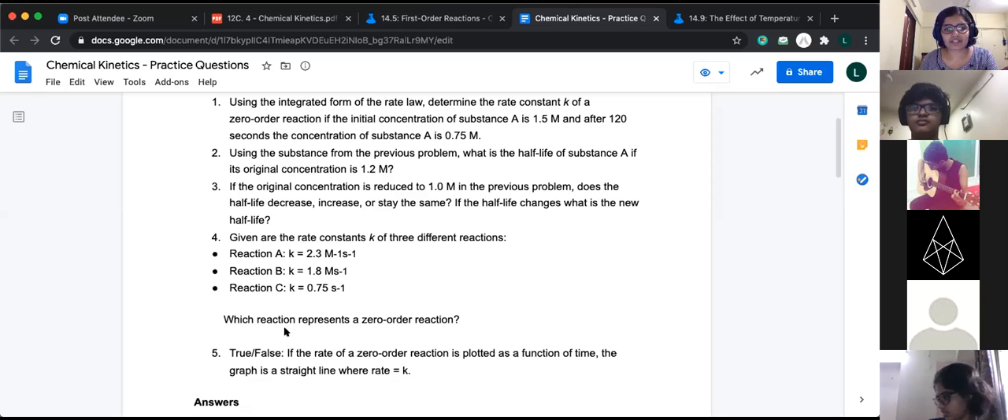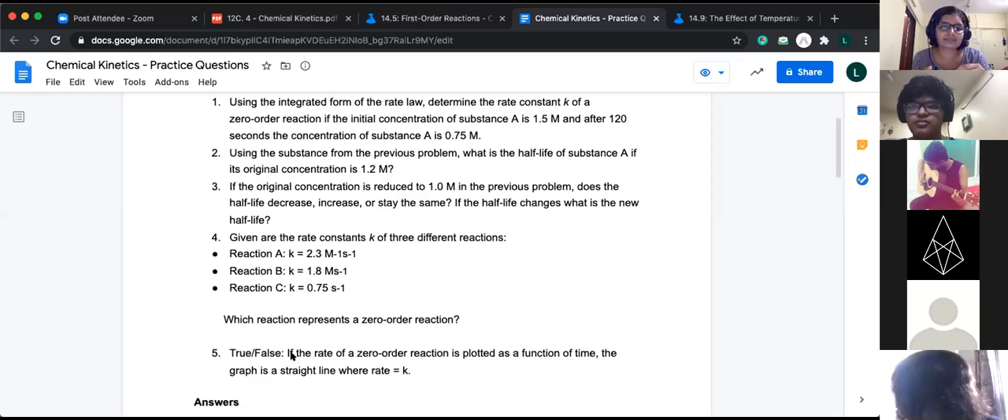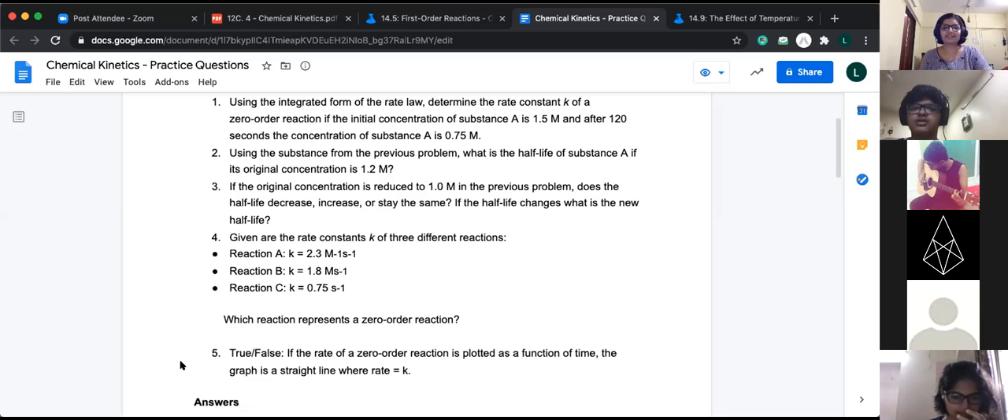Okay. Question number 5, true or false? If the rate of a zero order reaction is plotted as a function of time, the graph is a straight line where rate is equal to k. So read the question carefully. Is it true or false? I'm going to let you guys answer before discussing this. Ritvik has sent the answer. Nice, that was fast. Good stuff, Ritvik.